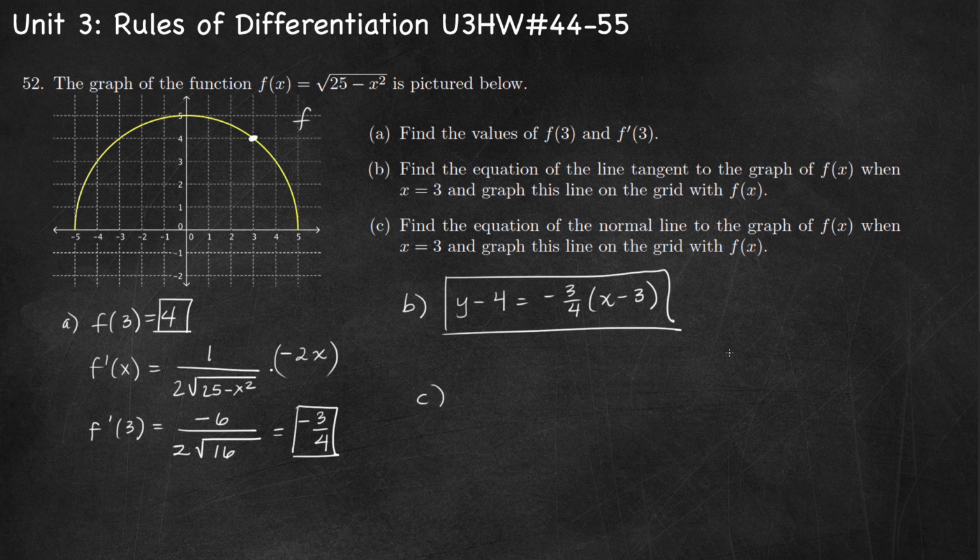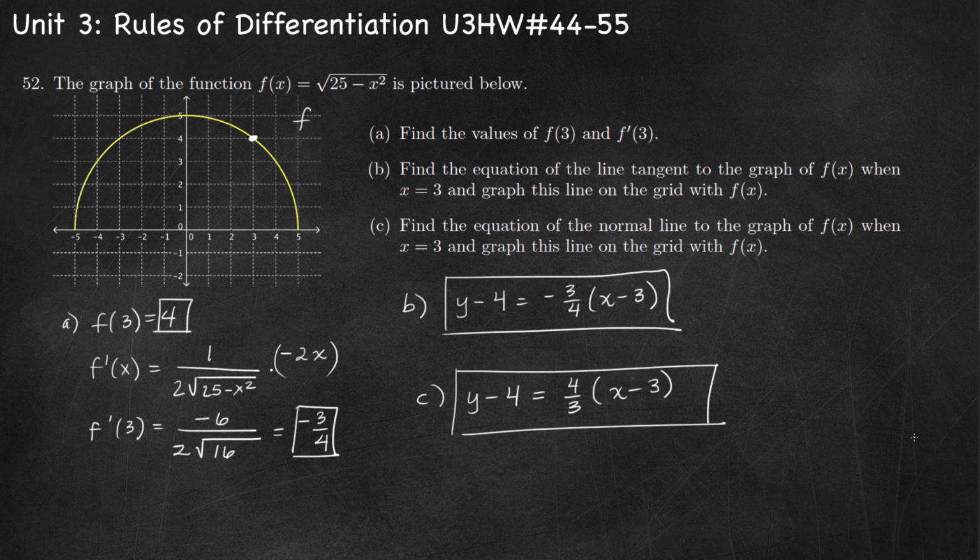Part C, find the equation of the normal line to the graph of f when x equals 3. So this passes through that same point of tangency, so it's still y minus 4 equals something times x minus 3, but the slope is going to be the opposite reciprocal, so positive 4/3. Opposite reciprocal slope for the normal line.